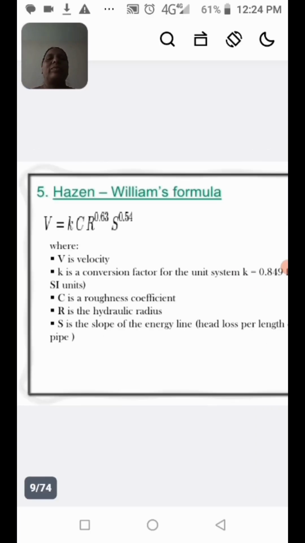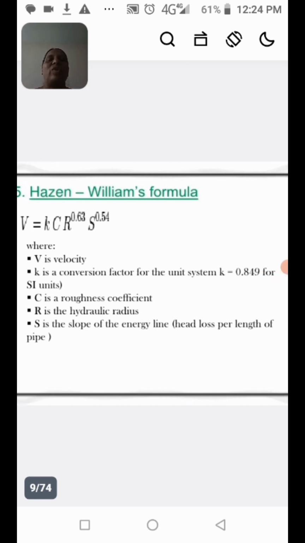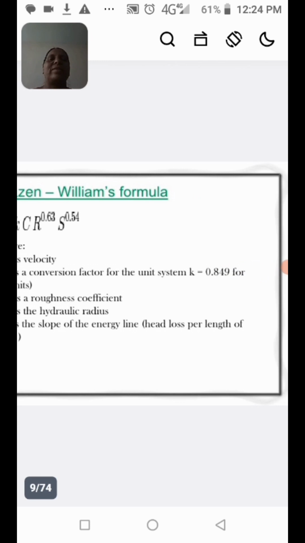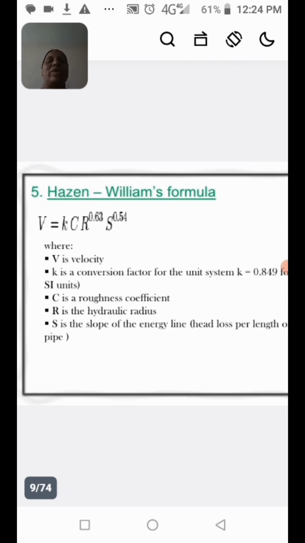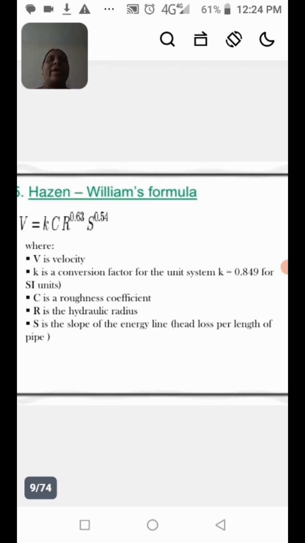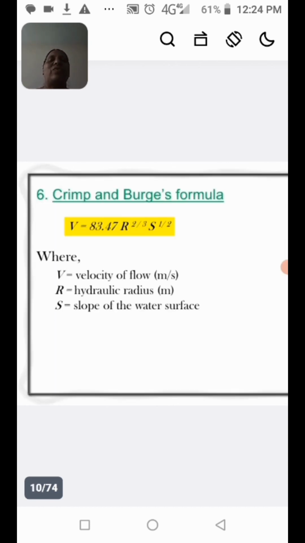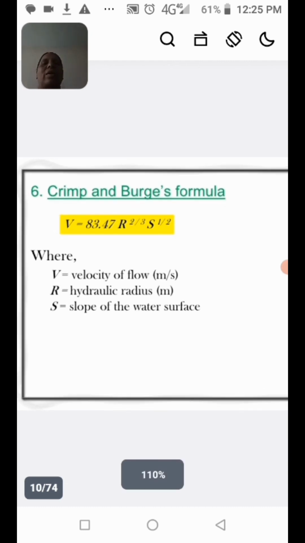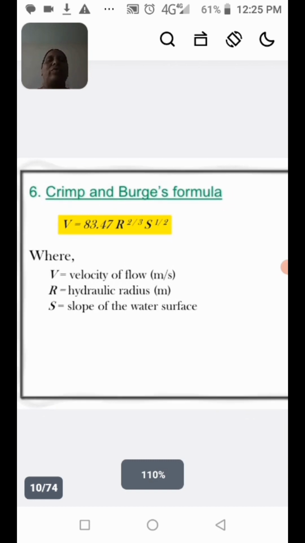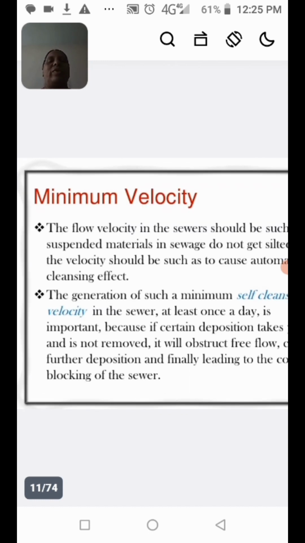Next, the Hazen-Williams formula, that is V equal to K into C, R power 0.63, S power 0.54, where V is the velocity, K is the conversion factor for the unit system, 0.849 for SI units, C is the roughness coefficient, R is the hydraulic radius, and S is the slope of the energy line. Next, the Crimp and Bruges formula, for calculating velocity: V equal to 83.47 R power 2 by 3, S power 1 by 2, where V is the velocity of flow, R is the hydraulic radius in meter, and S is the slope of the water surface.